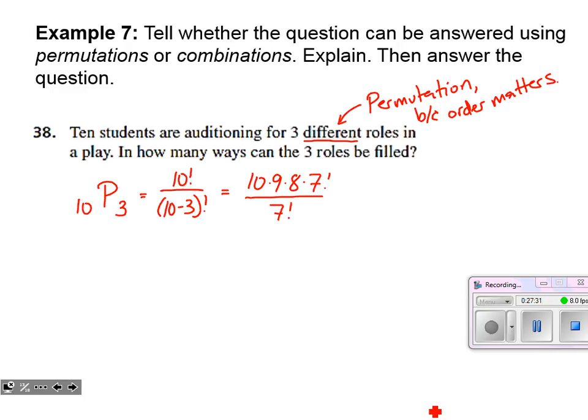The denominator will become 7 factorial, and if I expand out the numerator, 10 times 9 times 8 times 7 and the rest of the way down, that is 7 factorial. We find that our answer is just 10 times 9 times 8, 720. That's how many ways the roles can be filled.